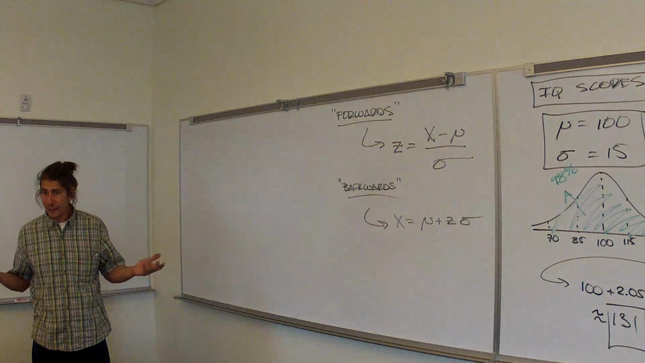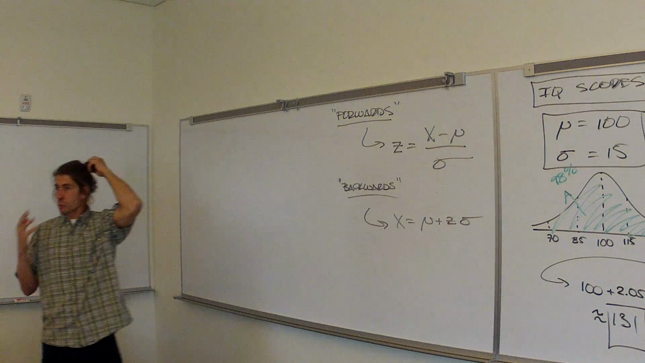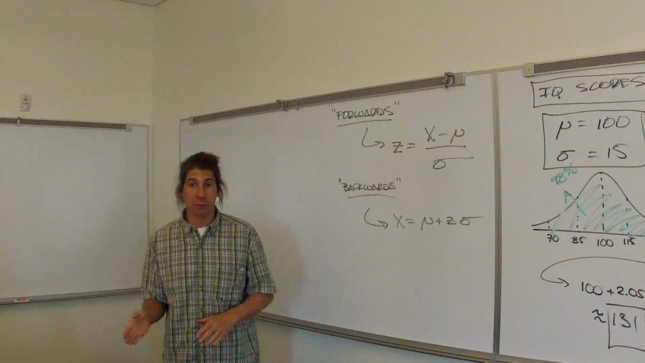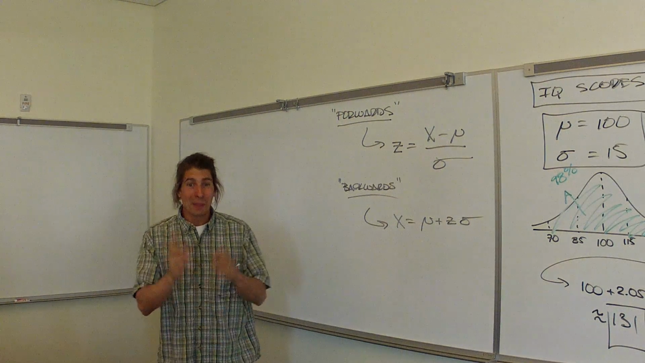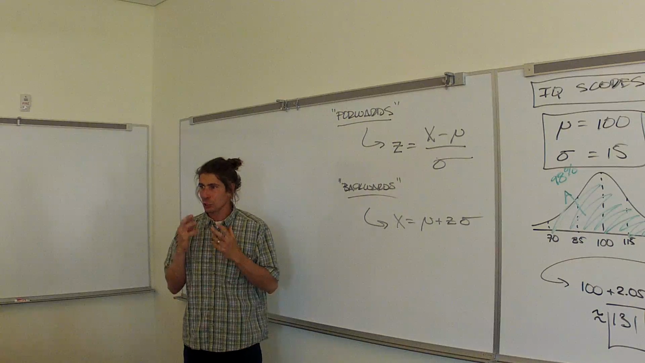Cool? So essentially, what made this a backwards problem, well, let's back up. What makes it a normal distribution problem is the fact that you will be told the data is normally distributed. That's what's kind of nice about it. You will be told the data is normally distributed.